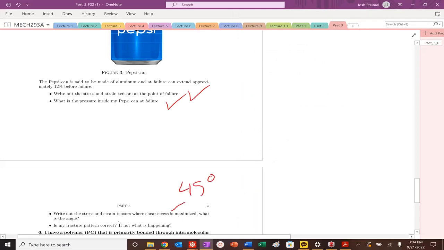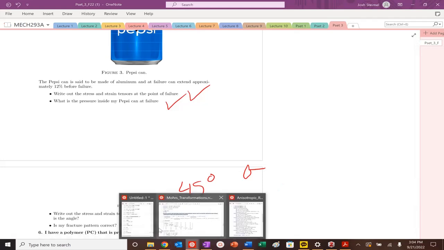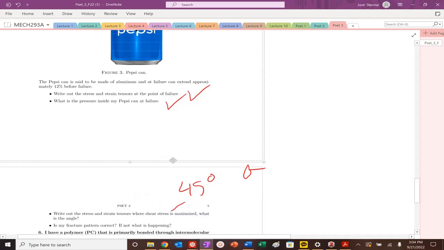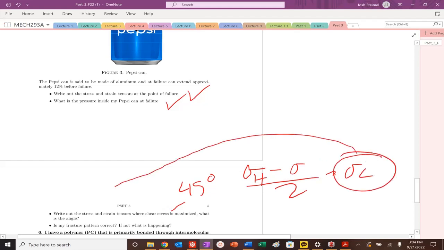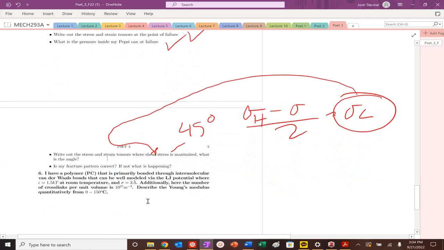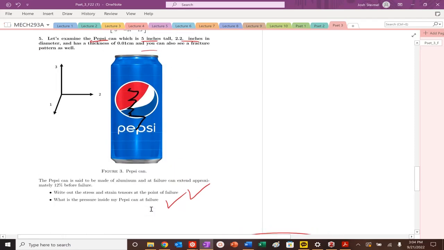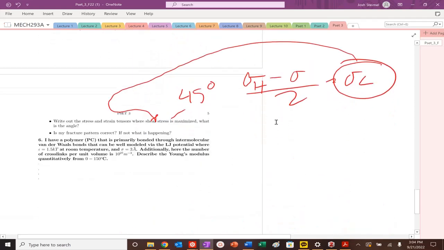Where is the shear stress maximized? It'll just be sigma 1 minus sigma 3, so sigma 1 is sigma H, minus 0, over 2. So your maximum shear stress for any thin wall pressure vessel is always going to be basically your sigma L, so divided by 2. Excellent. Is my fracture pattern correct? Yep. If I look at my hoop stress, it's always going to pull around that circumference, and then it'll fracture like that. Excellent.